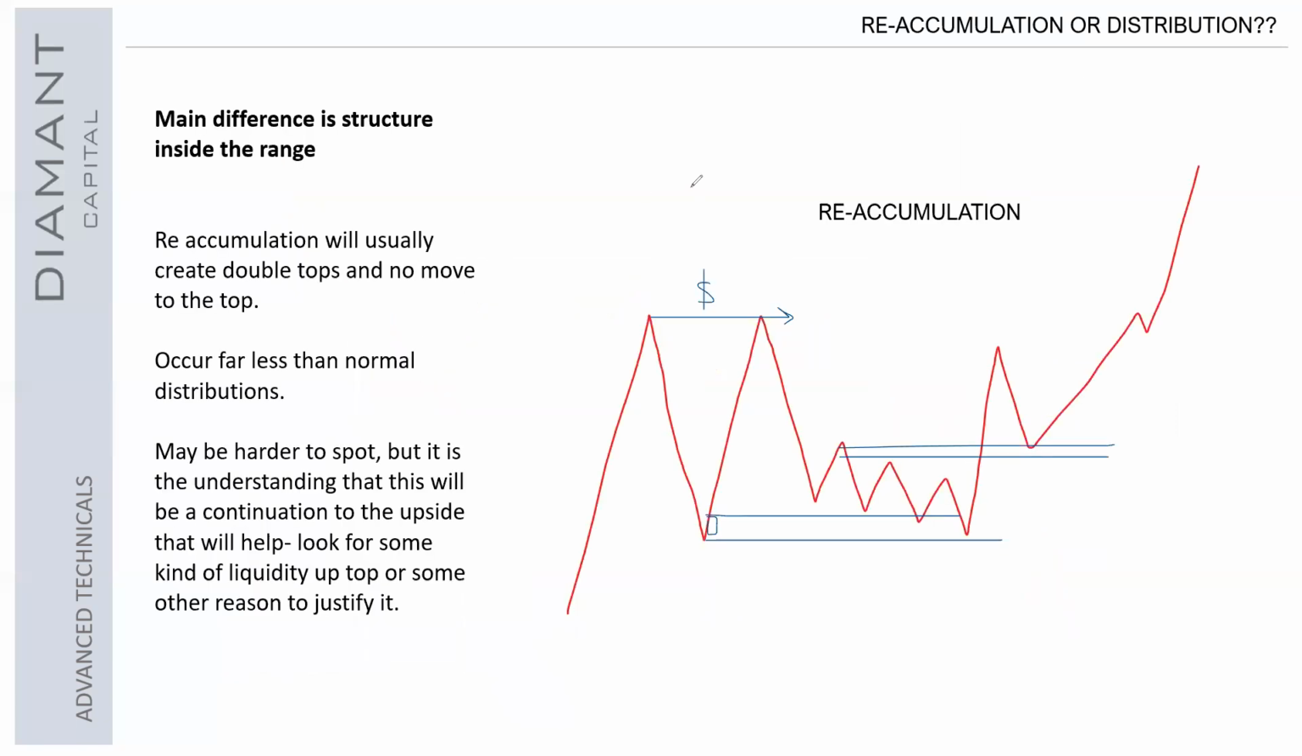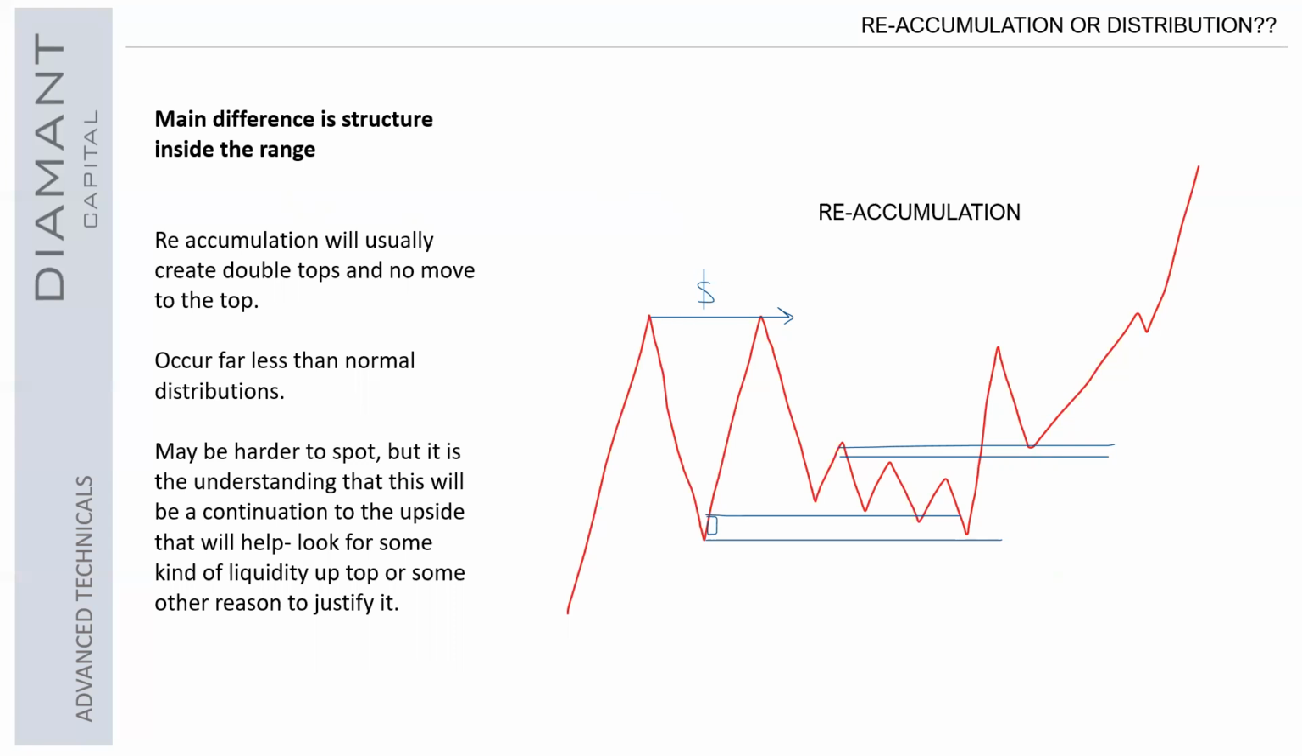So just reaffirming what I said, the main difference is structure inside the range. Reaccumulation will usually create double tops and no move to the top. It will occur far less than normal distributions, and may be harder to spot as well, because it's the understanding that it's a continuation to the upside that will help. So you look for the liquidity, you look for where price is trying to go towards, where price is reacting off. If you've got no lower low, no breaker structure down, of course, you're still seeing bullish price action and this liquidity at the top.